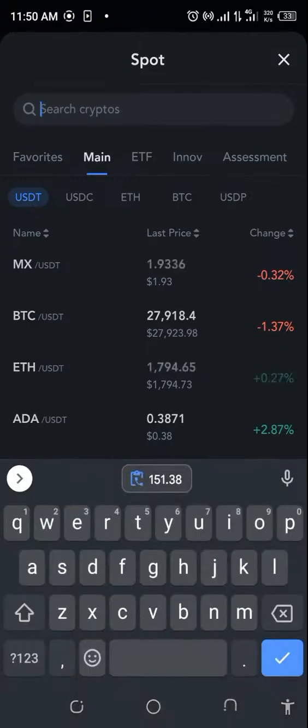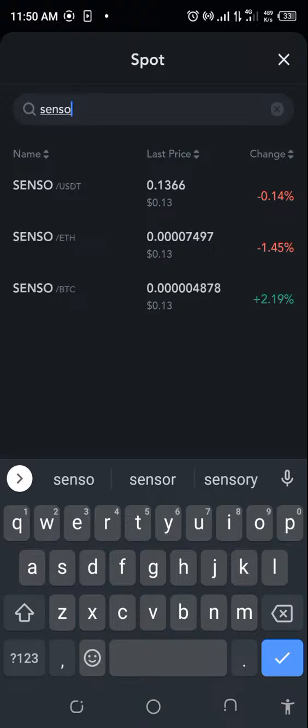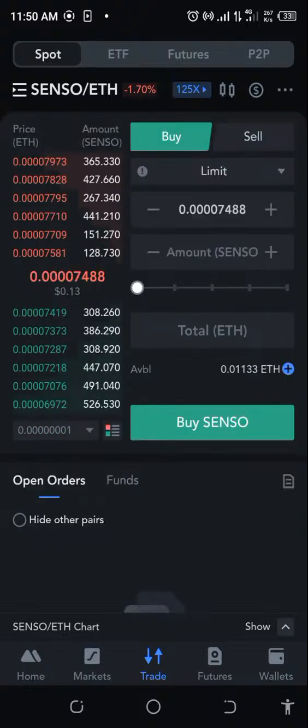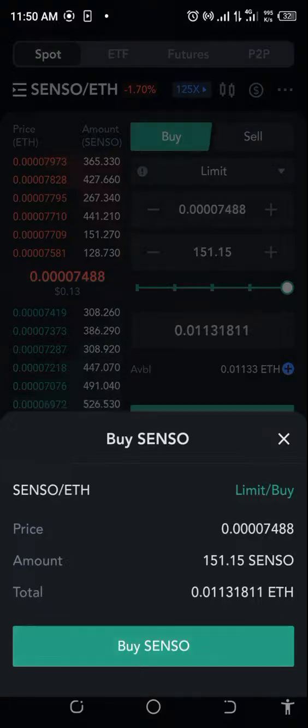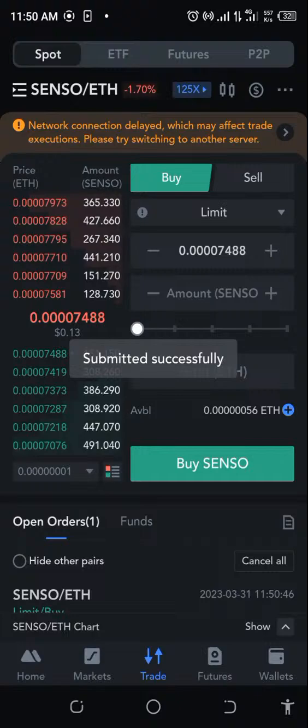Let's hope we won't be tied down by this. Senso USD, Senso ETH. Don't forget it was Senso ETH. Okay, so we need to buy 100%. Good. I hope this is gonna work. I hope we wouldn't be put in the queue. Let's try and see. Ooh, we are definitely in the queue.